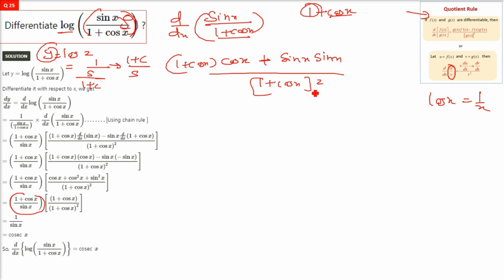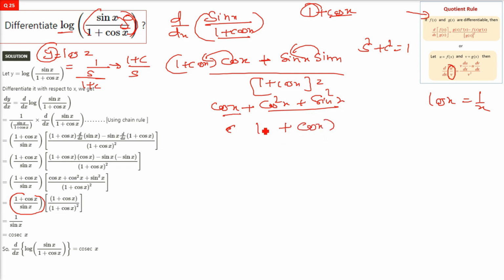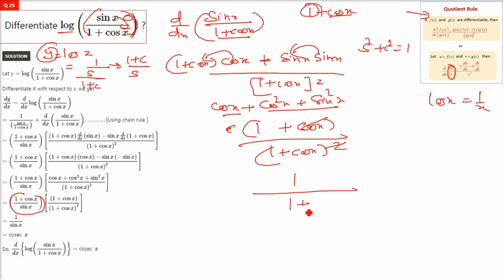Now you see in the numerator, I am not writing the denominator. Let us solve the numerator first. So cos x into 1 plus cos x, plus sin square x, which gives cos x plus cos square x plus sin square x. Now cos square x plus sin square x is what? It is going to be 1. So replace it by 1. So you get 1 plus cos x. And in the denominator you have 1 plus cos x whole square. So you can cancel one of it. So in the denominator you have 1 plus cos x.